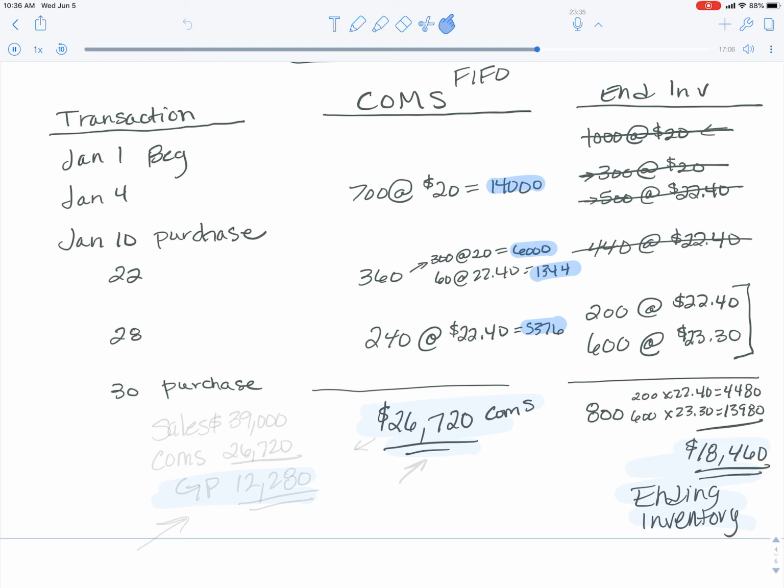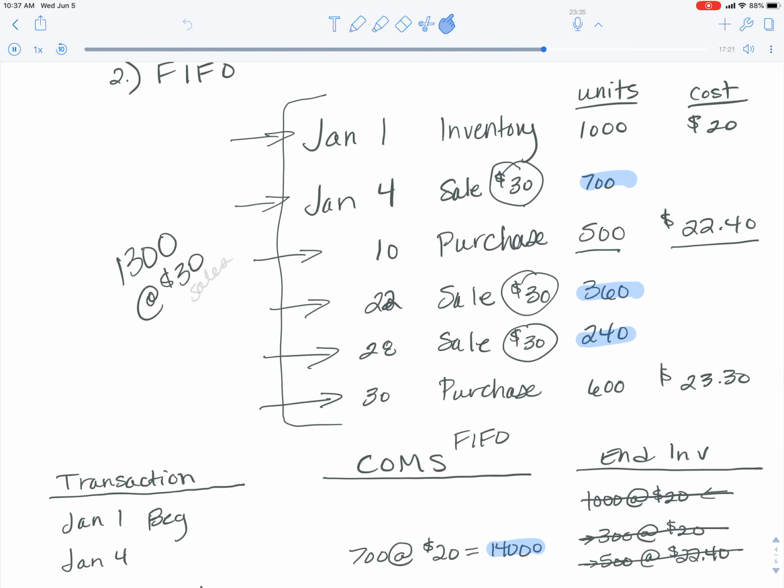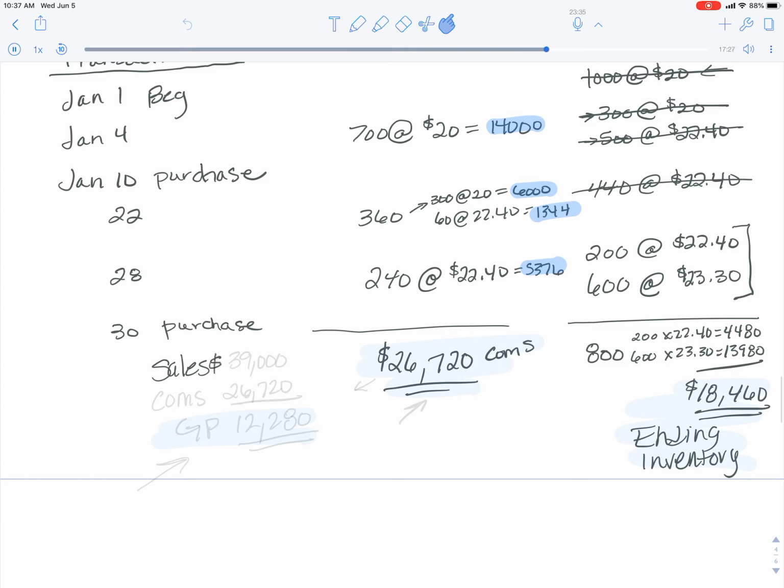Okay, so now we can calculate our gross profit. We had 3 times we had to sell. We sold them all for $30. We sold 700 units, 360, and 240. That means that we sold 1,300 units at $30. So our sales will be $39,000. So 1,300 units times $30 selling to a customer. We bought them for a cost of merchandise sold of $26,720. So our gross profit is $12,280.